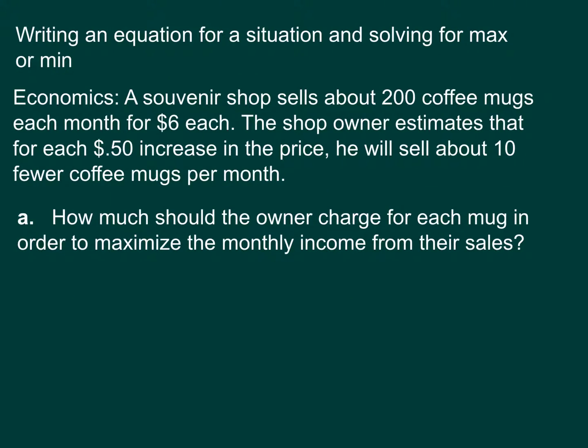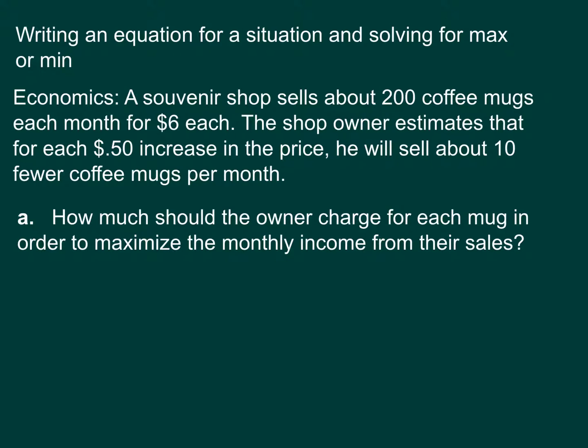All right, for this one, we are going to write an equation given a situation. Again, this is from last class. So we have a souvenir shop, sells about 200 coffee mugs each month, $6 each. The shop owner estimates that for each 50-cent increase in the price, he will sell about 10 fewer coffee mugs per month. How much should the owner charge for each mug in order to maximize the monthly income from their sales? So this one sounds really confusing, but we just have to write an equation and it'll make sense from there.